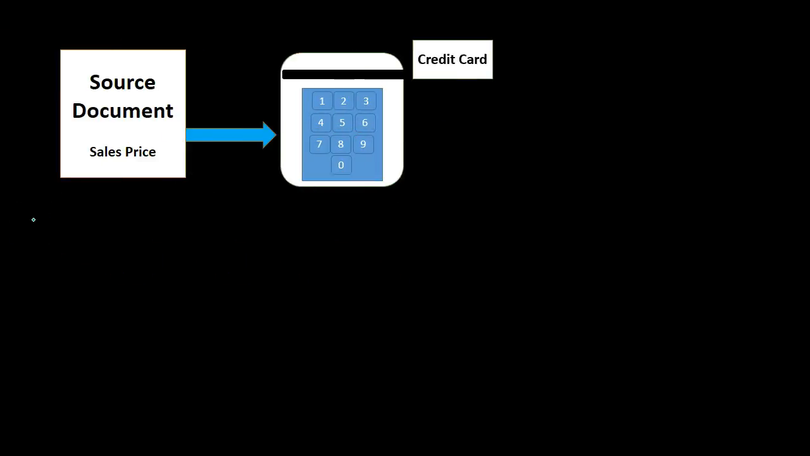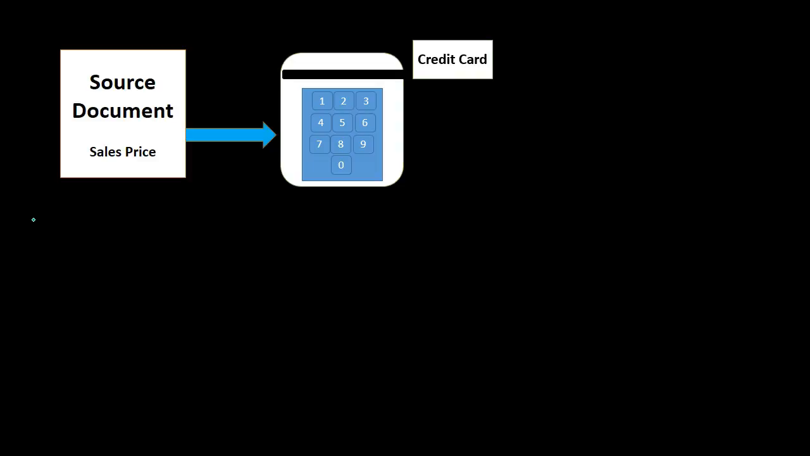If we have the source document, we could have the sales price being the source document. We could have some input devices. Those could vary. We could have scanners on the input devices. We could be manually putting something in. We could be putting something in with a keyboard or a mouse. Those are types of input devices into the system.